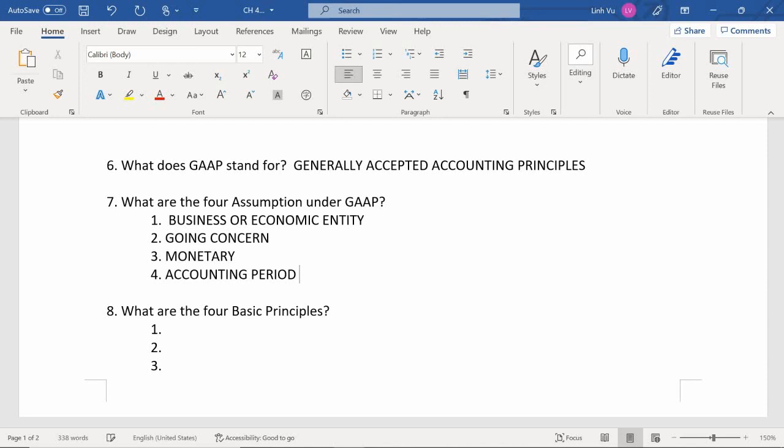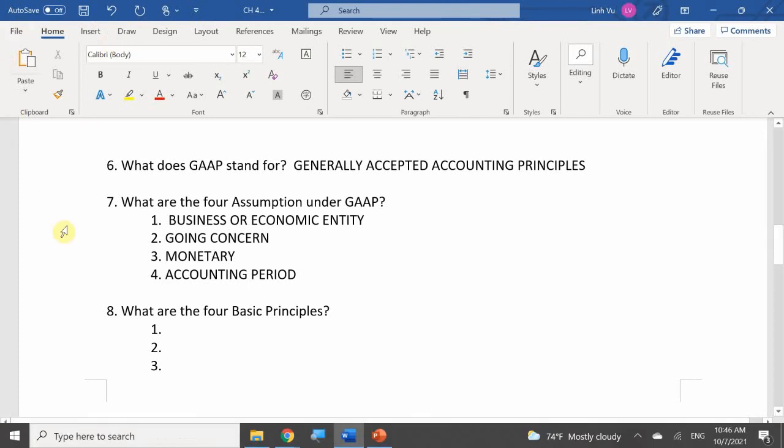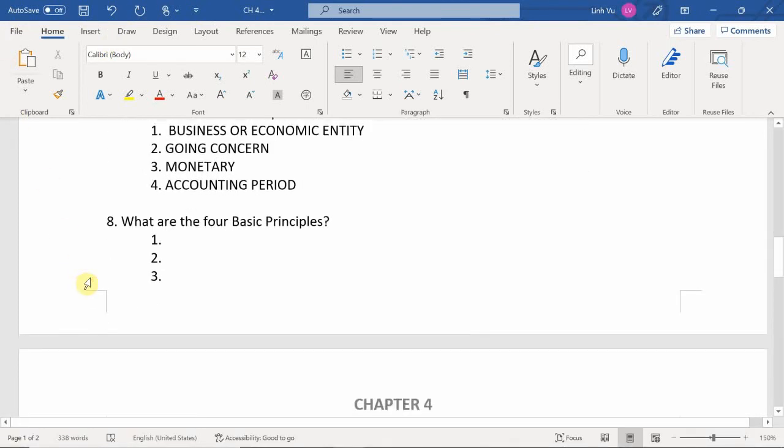Accounting period. Good. So that means the gap allows businesses to break up their accounting, the fiscal year and calendar year, into smaller portions to be able to measure profitability. Okay, so that's the one that allows you to break up into accounting periods, right?